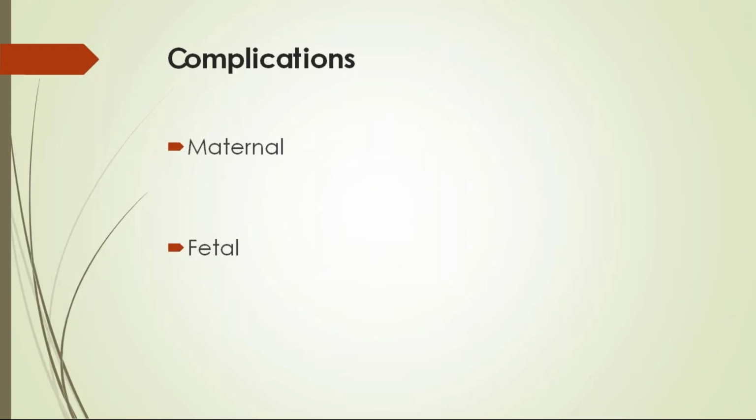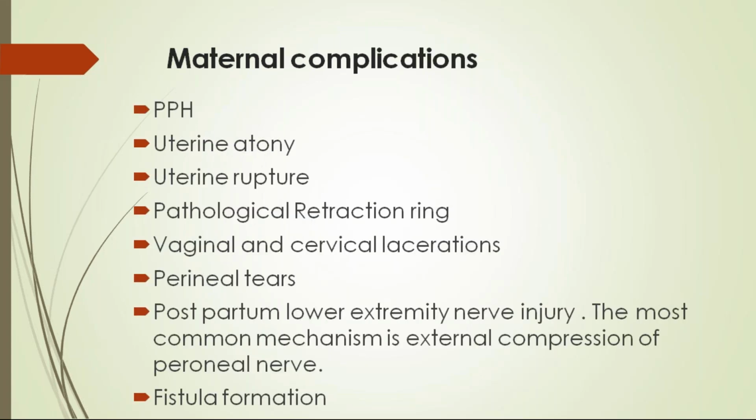Coming to complications, why should you act promptly and manage these cases? There are a lot of complications, not only in the fetus but also to the mother. So we should act promptly and manage the case of shoulder dystocia. Maternal complications are postpartum hemorrhage, uterine atony, uterine rupture, pathological retraction ring, vaginal and cervical lacerations, perineal tears, postpartum lower extremity nerve injuries.